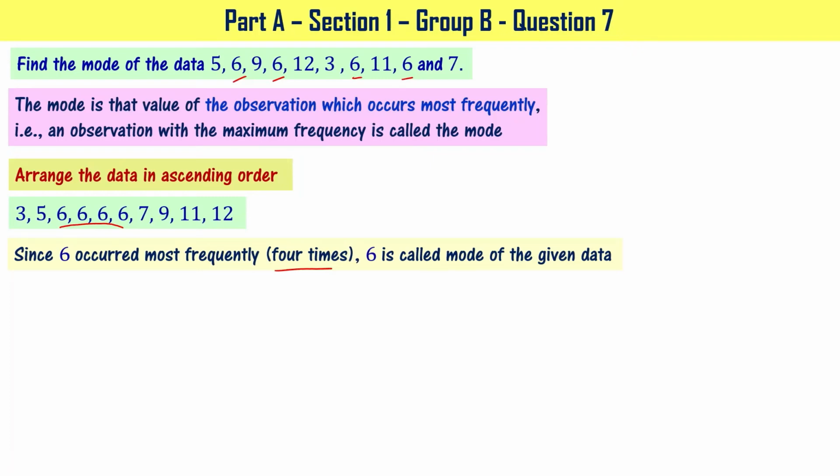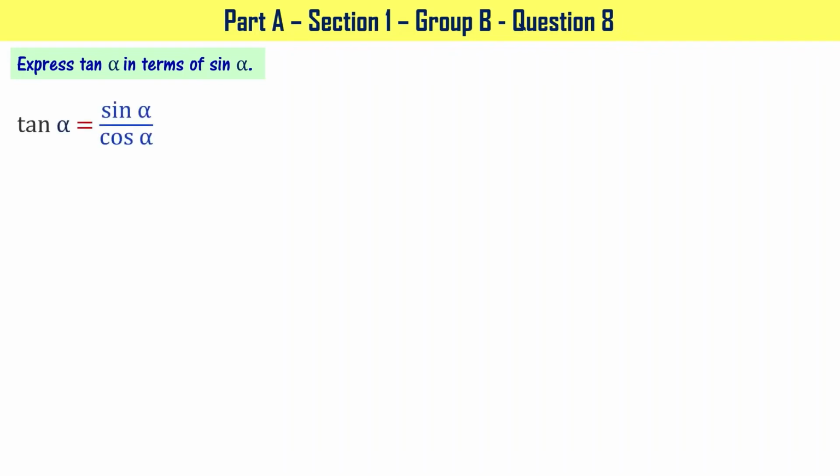Let's go to the next question, that is question number 8. Express tan alpha in terms of sin alpha. This is from the trigonometry chapter. We know that tan alpha can be written as sin alpha by cos alpha, right? Here the numerator is in sin, but the denominator is not in sin, it is in cos. We are asked to express tan alpha in terms of sin alpha. So we have to convert the cos alpha into a sin function.